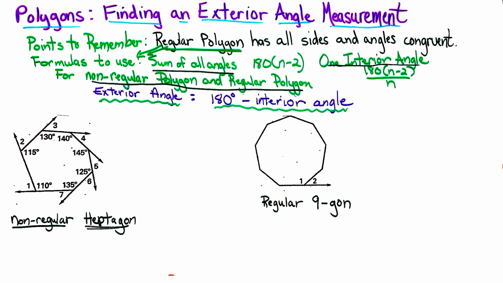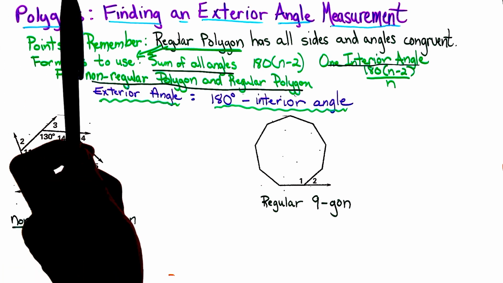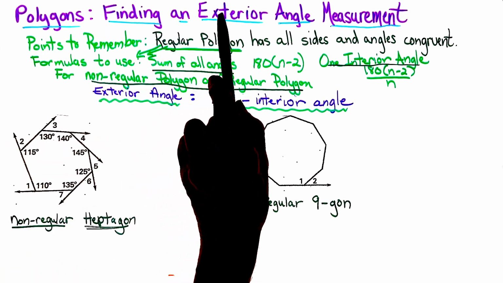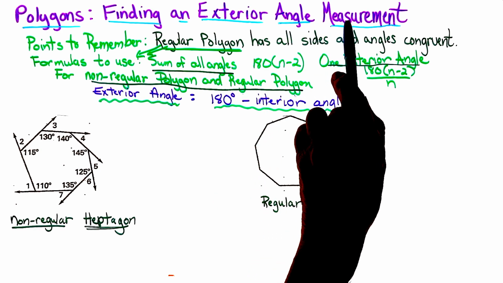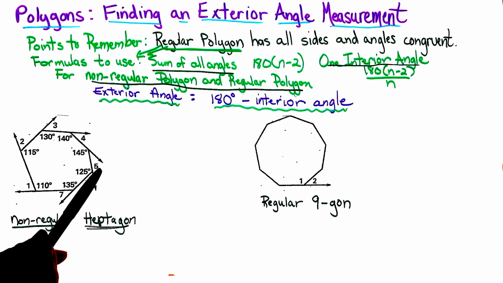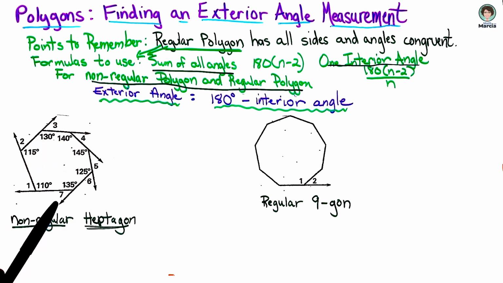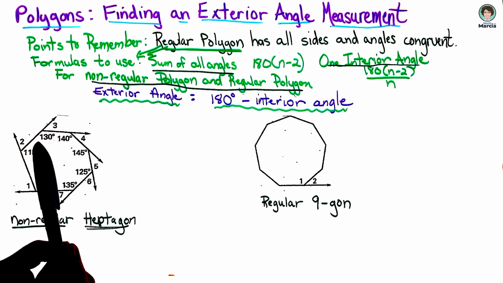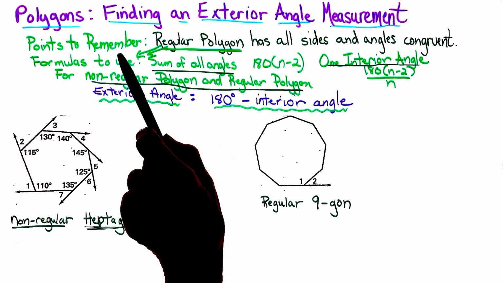For this lesson, we're going to be talking about polygons, but for today, we're going to find an exterior angle measurement. So when we're talking about exterior angles, they look like 1, 2, 3, 4, 5, 6, and 7 in this drawing. So let's go over some points to remember.